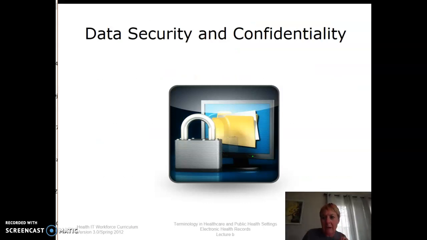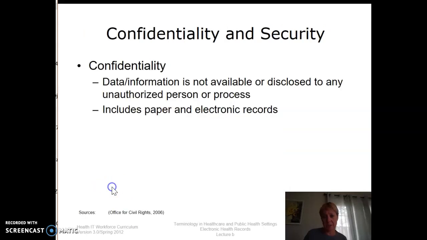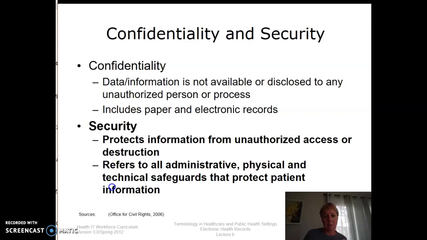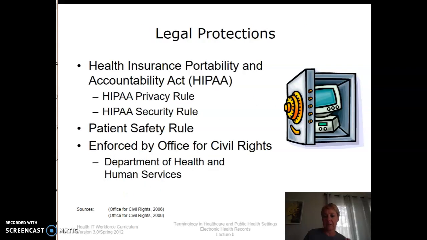Data security and confidentiality, you're going to get a lot of this in legal aspects of health information and also in health information systems. Confidentiality means that your data is not available or disclosed to any unauthorized persons or processes. That's required by HIPAA. It doesn't matter what kind of record it is. Security is protection against unauthorized access or destruction, and that's how you administer it, through physical and technical safeguards. This is required by HIPAA.